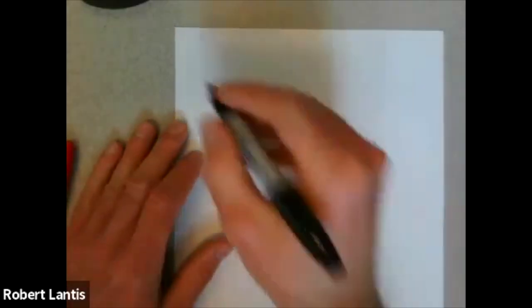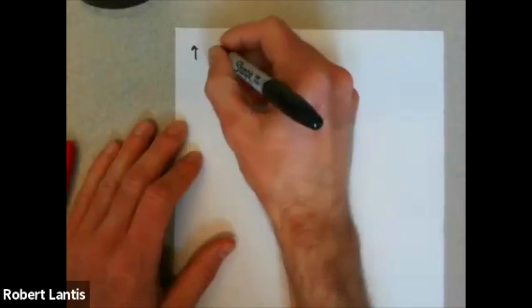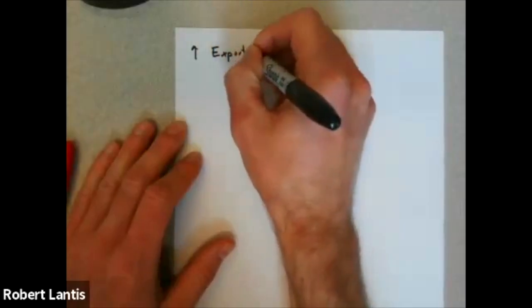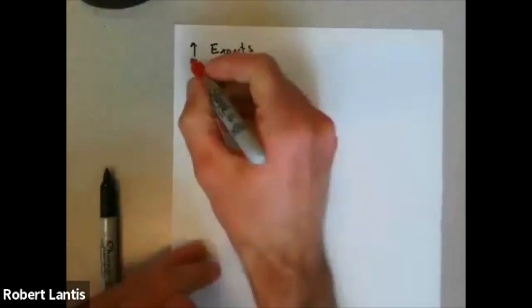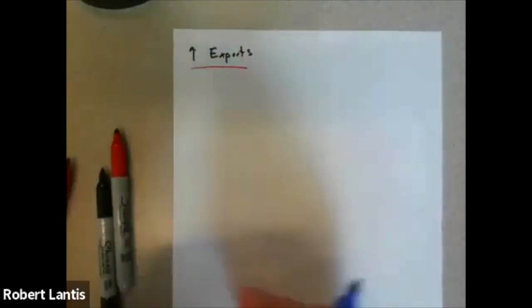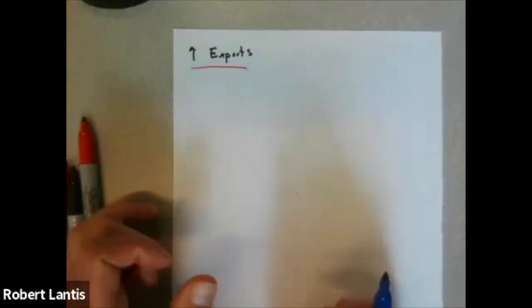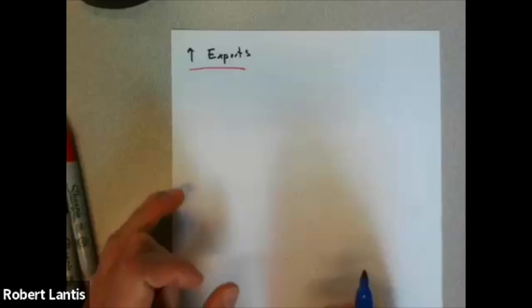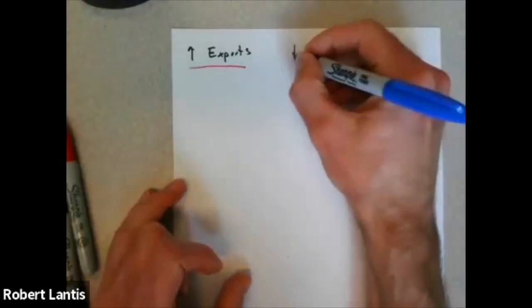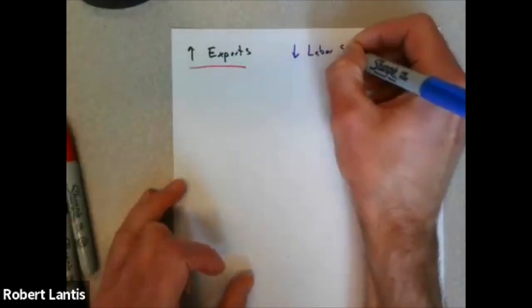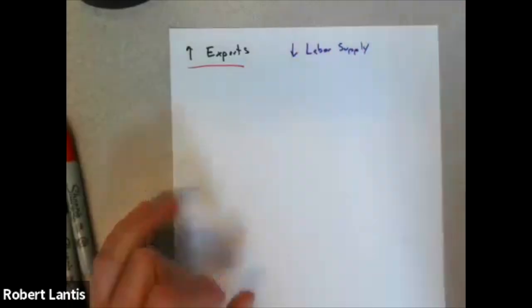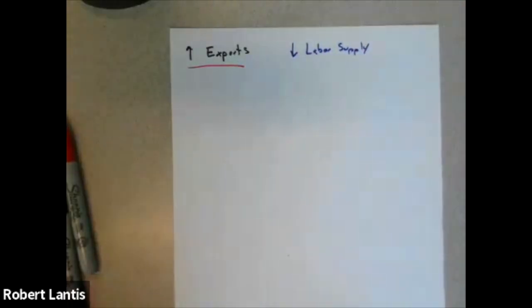So in problem 6, we've got an increase in exports. Right? And maybe I'll use red here. And then we had a decrease in our labor supply. Okay. So if these things happen at the same time, what are the impacts going to be? Okay.